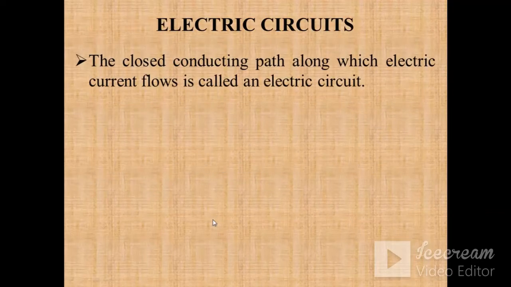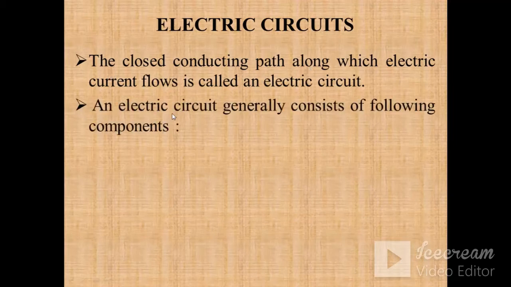Now let's discuss the next topic, electric circuit. You must have seen the cell as a source of electric current. Now electric current can flow between the two terminals of the cell through conducting materials when all are well connected. So for that we need a circuit. The closed conducting path along which electric current flows is called an electric circuit.